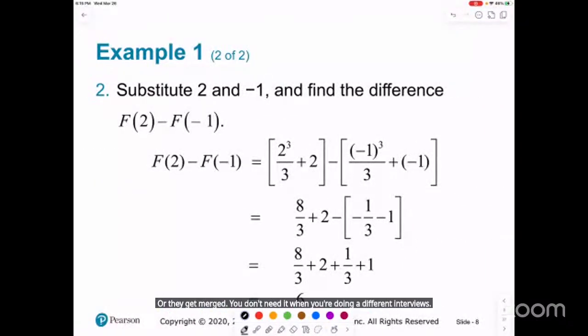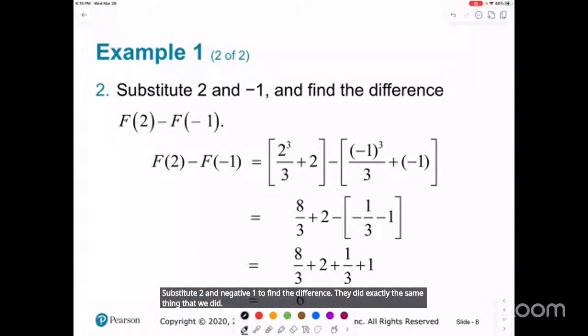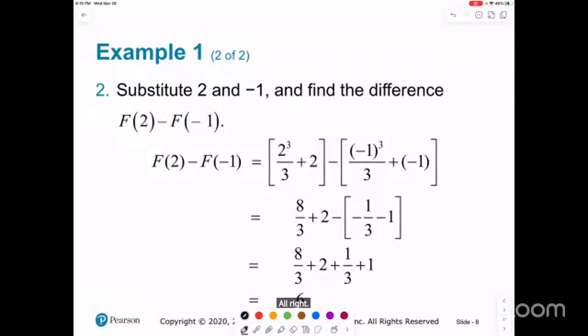Substitute 2 and -1 to find the difference. They did exactly the same thing that we did. All right. So we got the same thing.